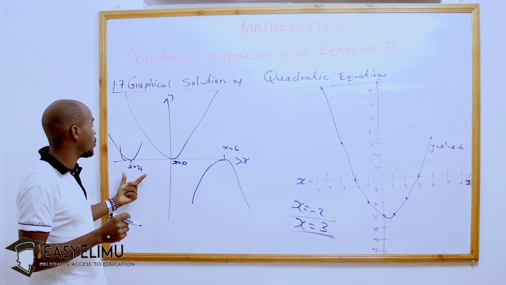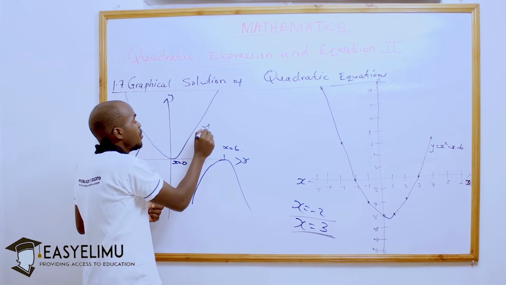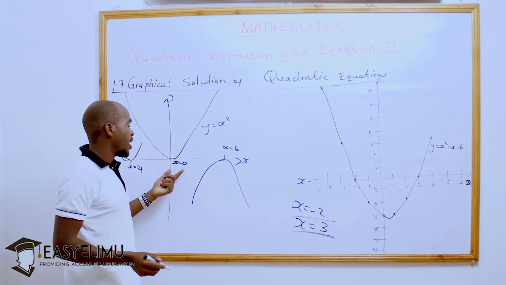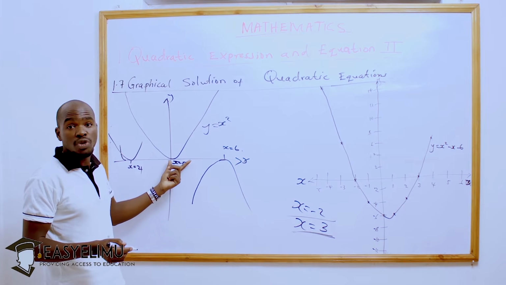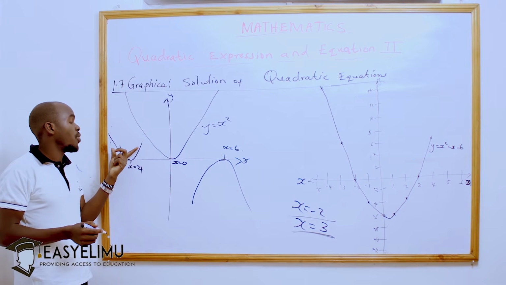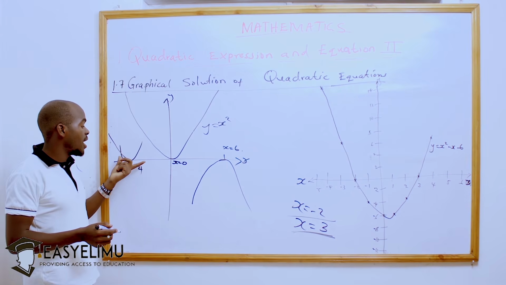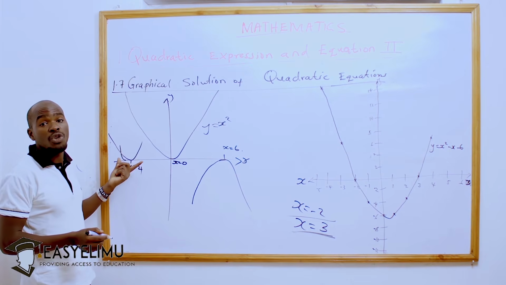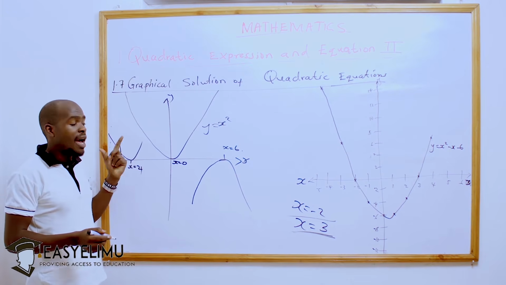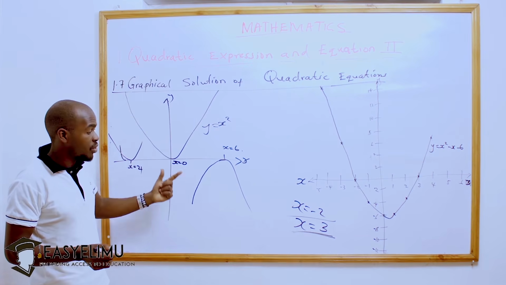For instance, for the graph of y equals x squared, its solution is x equals 0. And for another graph, which we don't know what it may resemble, if it touches at x equals 4, then that is the possible solution for the graph. And remember, we have said it is a repeated root.